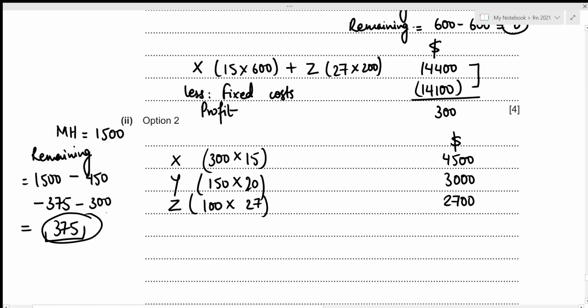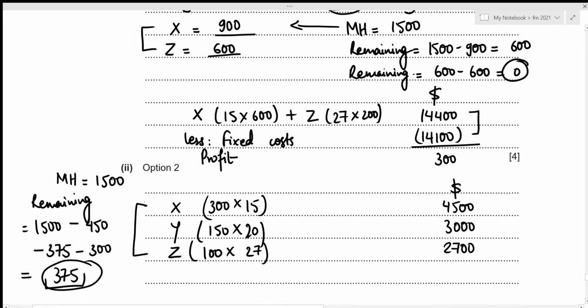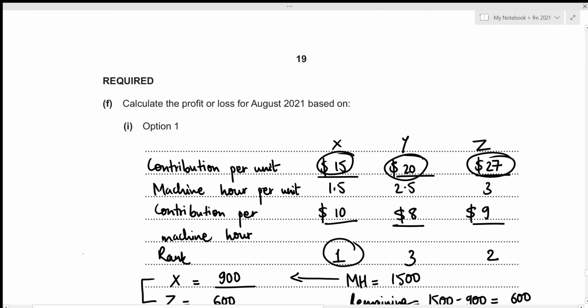So the question is, in which products should we utilize it? Since we already fulfilled the major customer's order, now we will again move back to our ranking system in order to figure out the maximum profit. And as we can see here, we ranked product X to be of highest priority. So we obviously will invest the remaining 375 hours in producing product X.